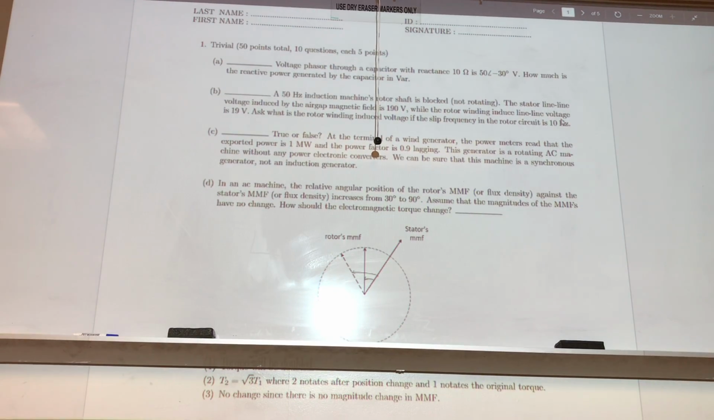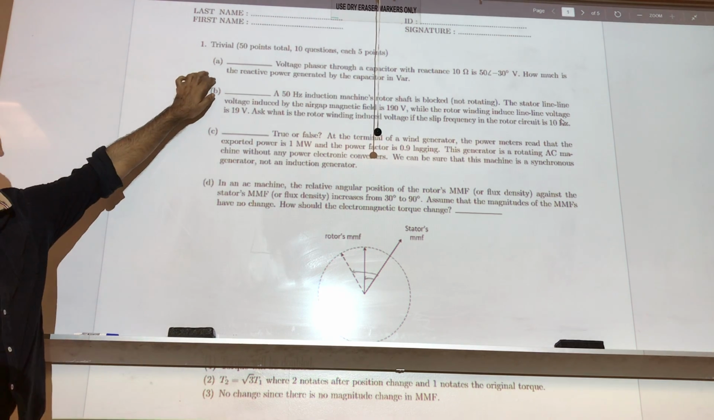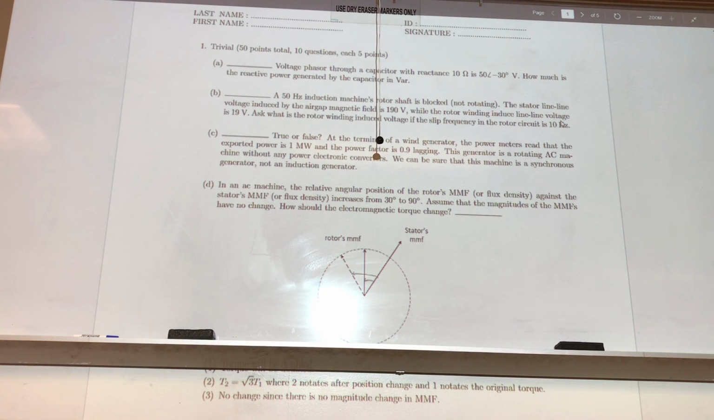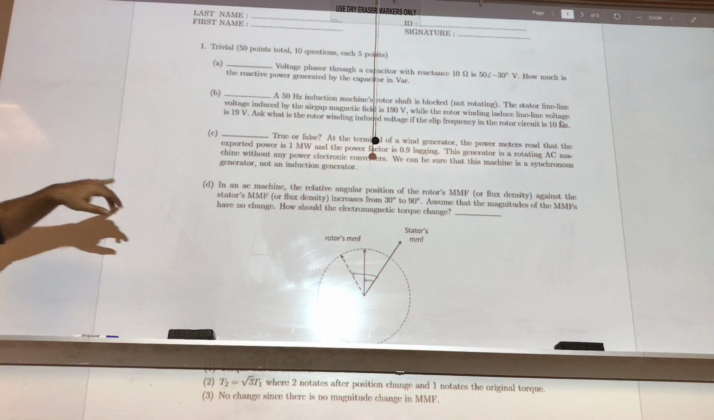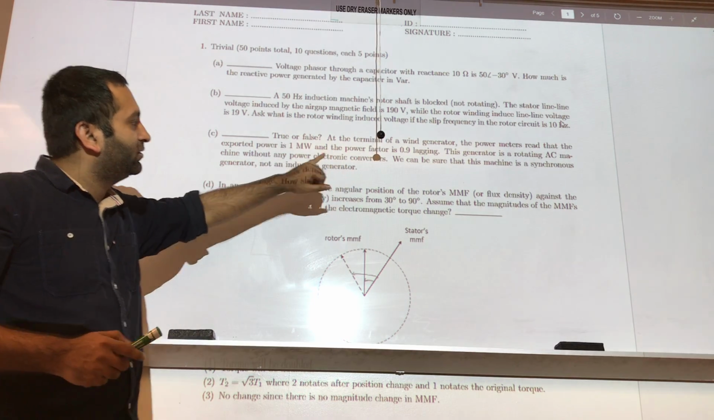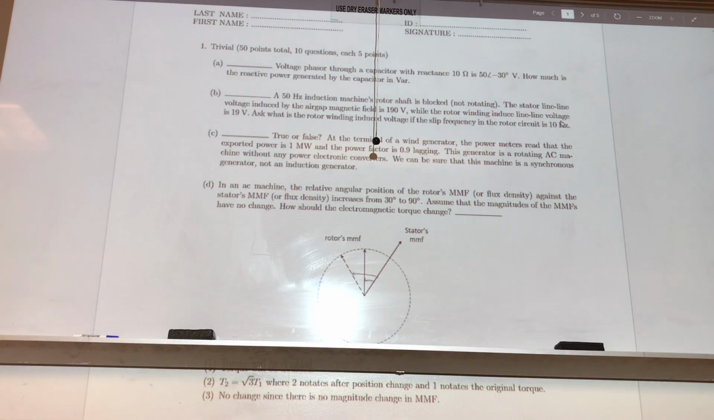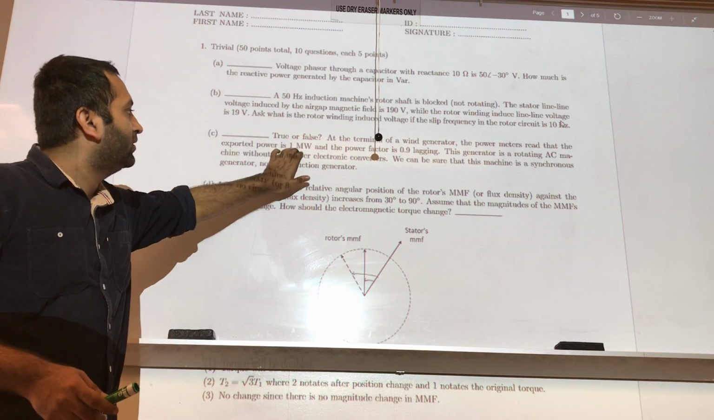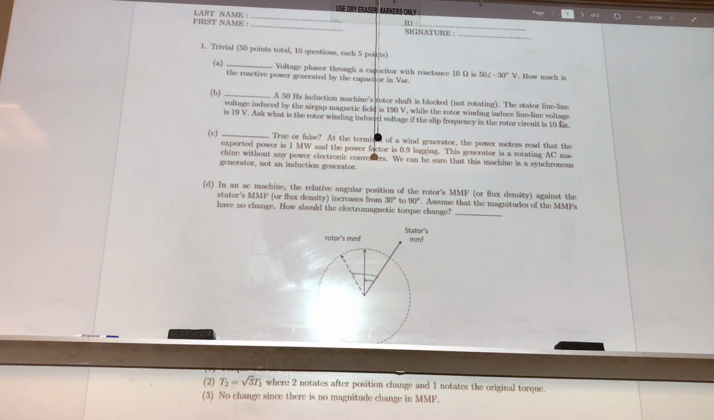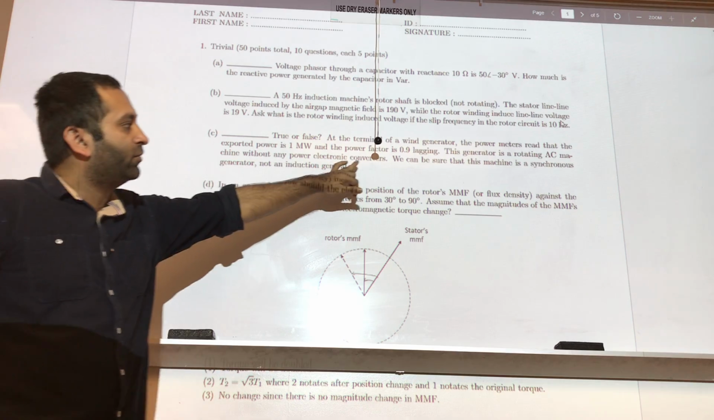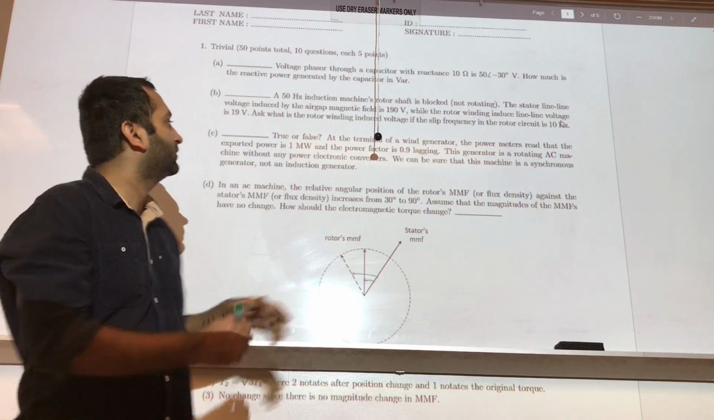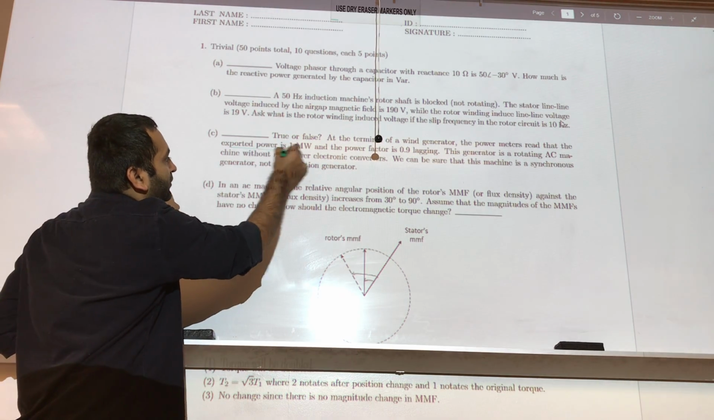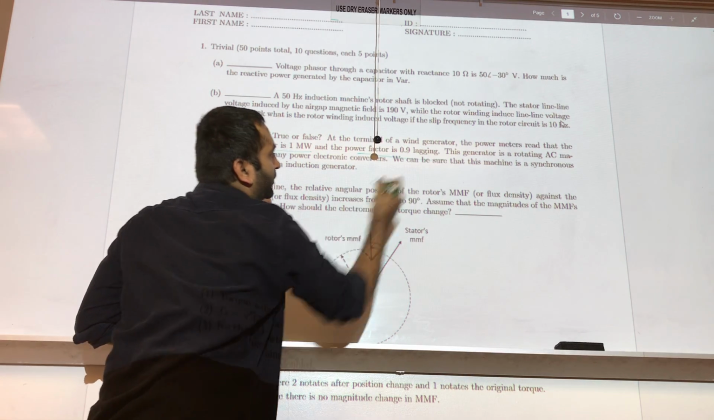Okay. So this one is clear to everyone, right? Second question. So let's go to the third question. It's asking you that there is an AC machine. We don't know if it's an induction machine or a synchronous machine. It's an AC generator, and it says the machine gives an output power of 1 megawatt at a power factor of 0.9 lagging. If the output power is 1 megawatt and the power factor is 0.9 lagging.